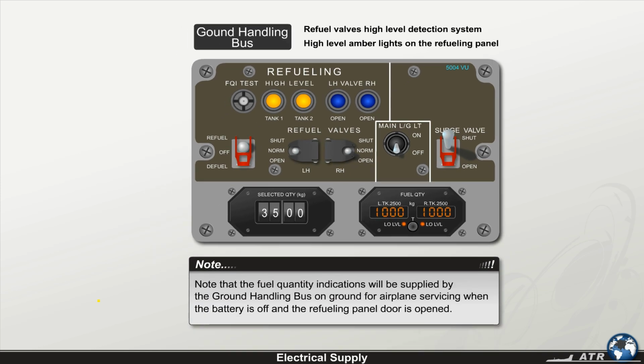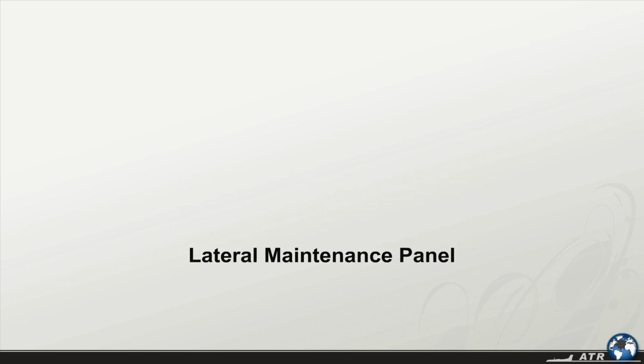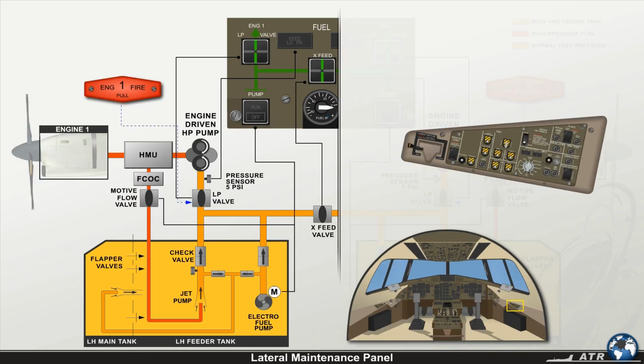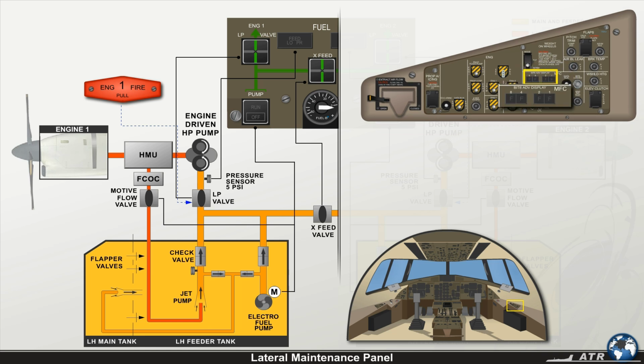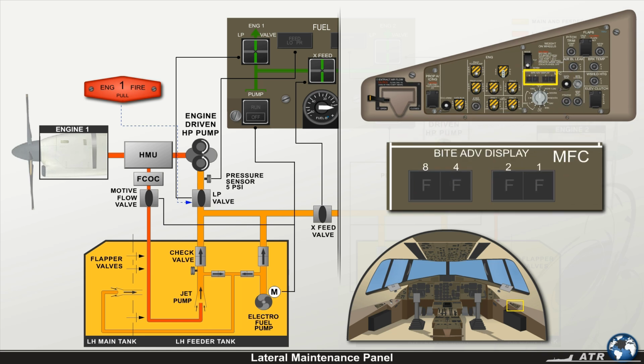Note that the fuel quantity indications will be supplied by the ground handling bus for airplane servicing on ground when the battery is off and the refueling panel door is opened. On the right maintenance panel, you can find a readout display for failures of systems linked to the MFC. It can be used to test the feeder jet pump's functioning.